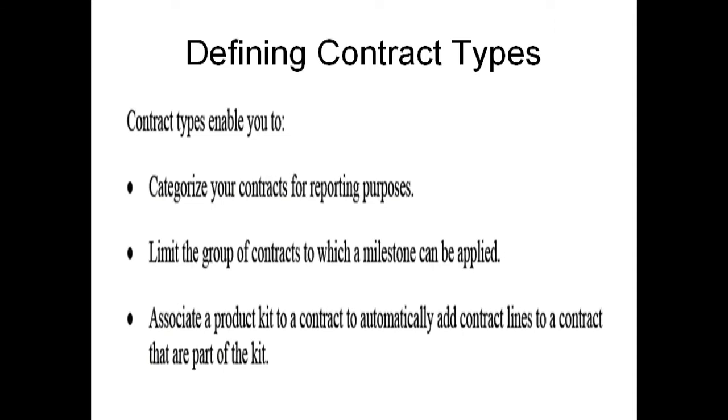Defining contract type. Here you can actually set up a new contract type. What this contract type basically does is it helps you generate reporting by contract type, and it limits the group of contracts to which a milestone can be applied. When I explain the milestone setup, I'll tell you that it basically goes by contract type. So it helps you narrow the group for milestone. And the other usage of contract type is you can associate a product kit, and then when you actually enter a contract, products that are part of the kit will be added to the contract line page. These are the purposes of contract type.